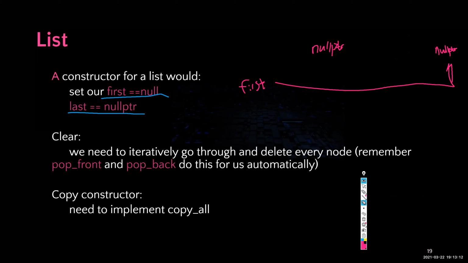Because we know that pop front is going to remove one node at a time, and it's going to update first to be the next node in our linked list. So if we keep calling pop front, it's going to delete one node at a time until we reach the null pointer, since the last node in our linked list points to null.